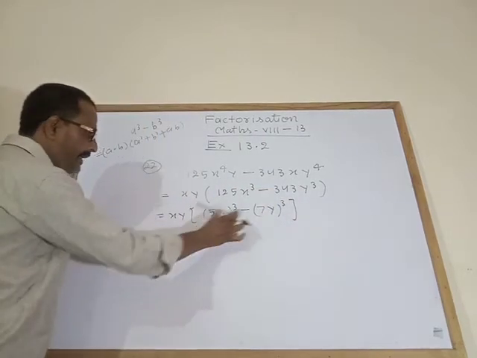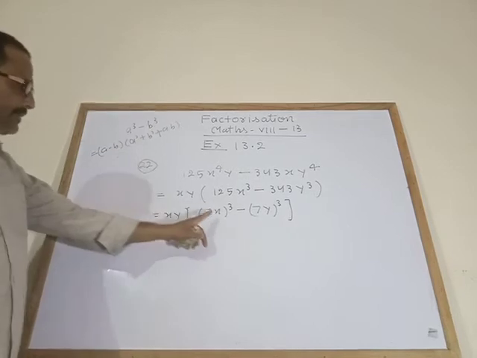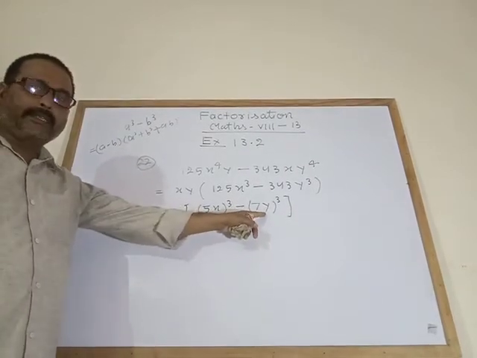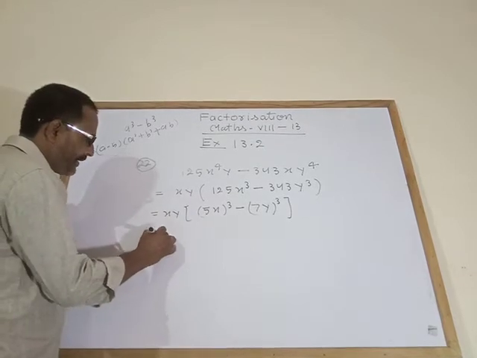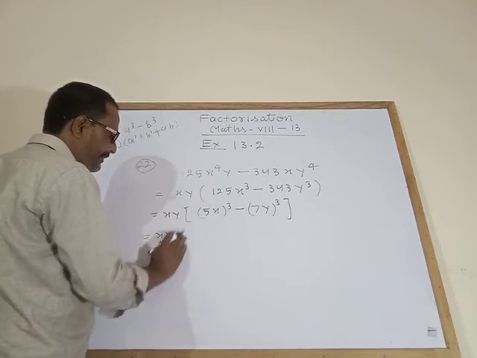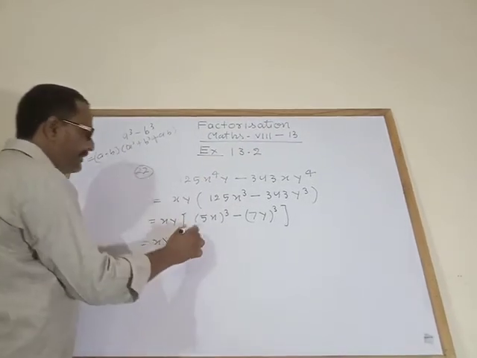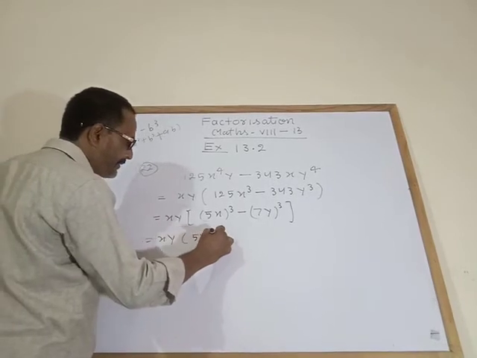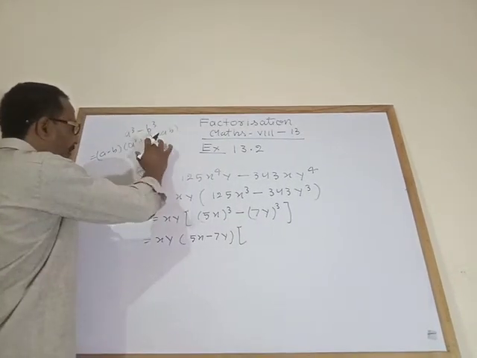Now this is again in the form of a cube minus b cube: cube of the first term minus cube of the second term. Only you expand it. You will find xy in the outer bracket, and in the small bracket a minus b, which means 5x minus 7y, in other bracket a square plus b square plus ab.